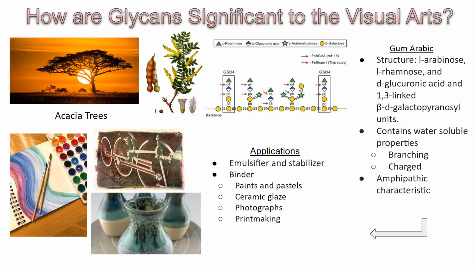The amphiphilic characteristic refers to the molecule's water-loving and water-hating regions. This is important because the pigment and surface will interact with one of these regions. This allows for the binding to occur.